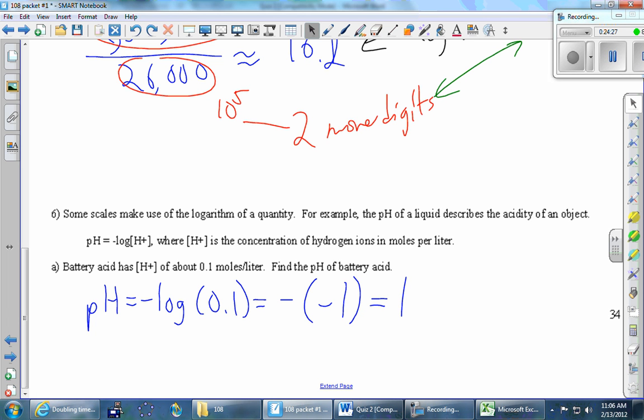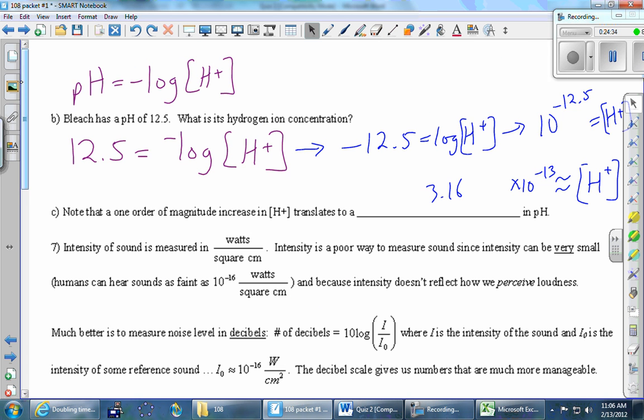Todd, I noticed that all you did with the 12.5 is make it negative. Yes. Yep, that's how pH works. Take the pH, make it negative, and put it in the exponent of the 10. Good. All right, let's try C.